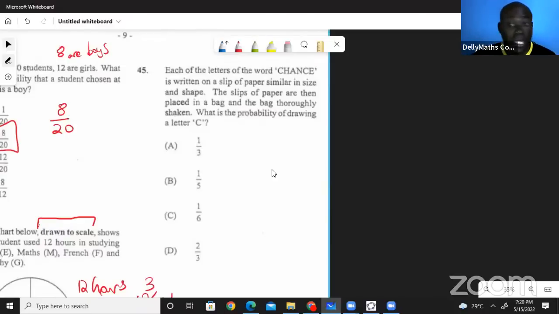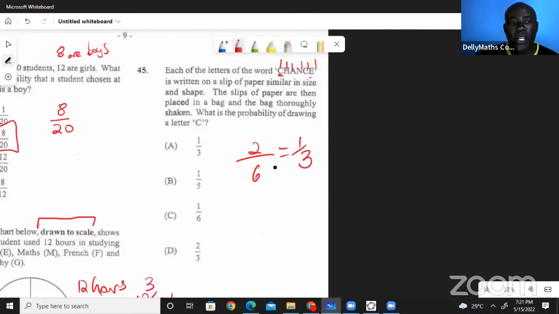Then what is probability? Probability is a concept that says your desired outcome is divided by the total possibility. So the desired outcome is to get a C, but how many C's are there? There are 2 C's, so our desired outcome is to draw one of the 2. But how many total letters are there? 1, 2, 3, 4, 5, 6. So that is 2 out of 6. If you break this down, you'll get 1/3. So A is the answer for that one.